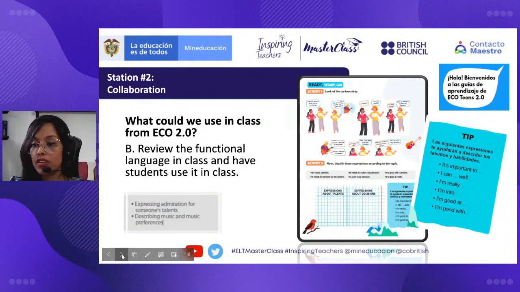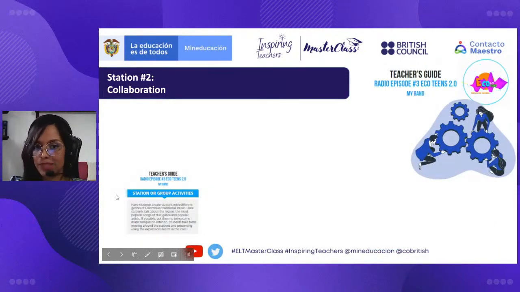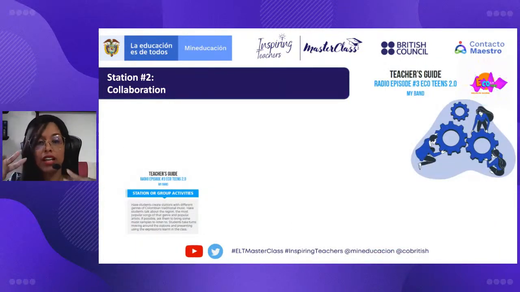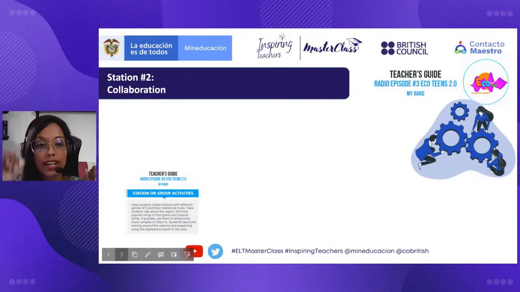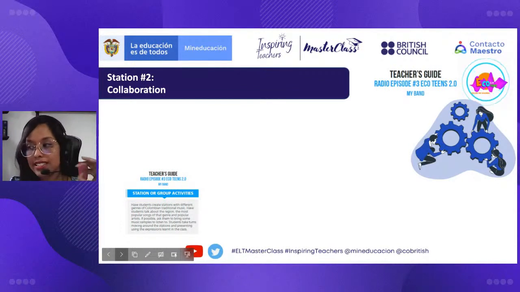Now, we can also get into our collaboration. For this one, I'm going to explain what activity we find in our teacher's guide. So we've used our teacher's guide for the whole scope of the episode. Now we've used our student's guide to extract that language. And for our collaboration station, the idea is that we can use our teacher's guide. At the bottom of each lesson plan, you're going to find extra activities. And in these extra activities, you can use, for example, this one. This is a station or group activity that we can use for our students.